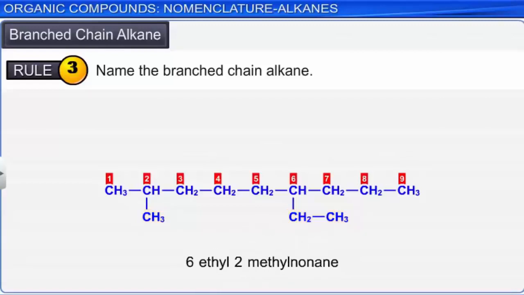For example, in this compound, the alkyl groups methyl and ethyl are fixed to the alkane nonane in the alphabetical order, and positions of the substituents are 2 and 6. Hence, the name of the compound is 6-ethyl-2-methyl nonane. The numbers are separated from the alkyl group name by using a hyphen.